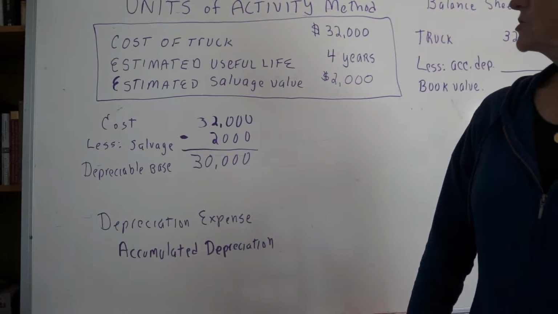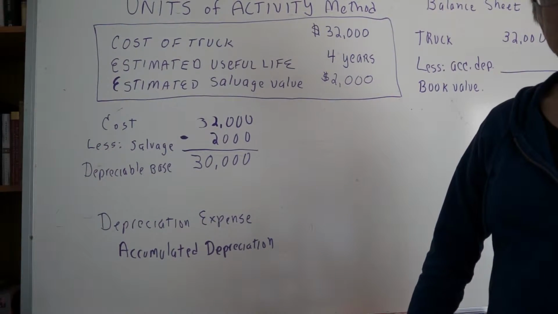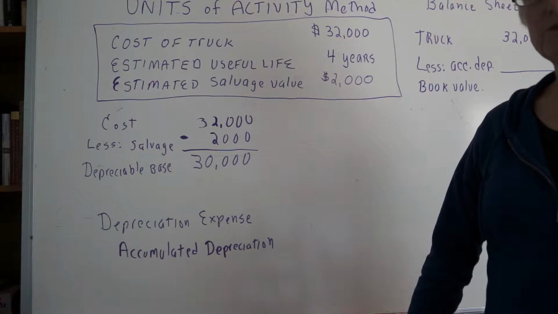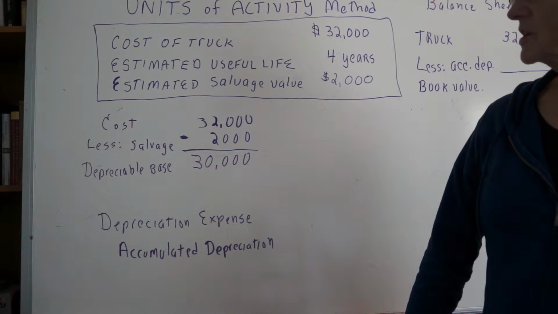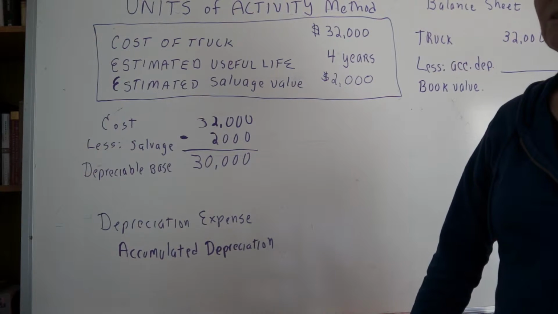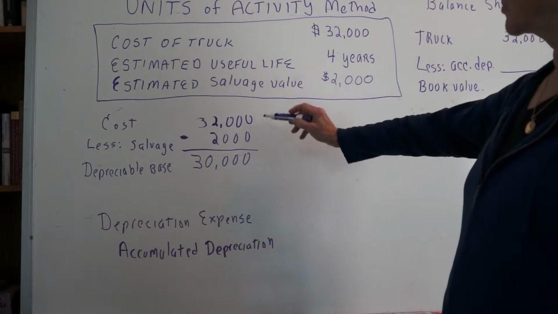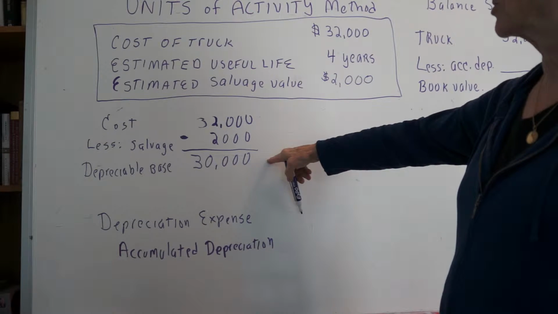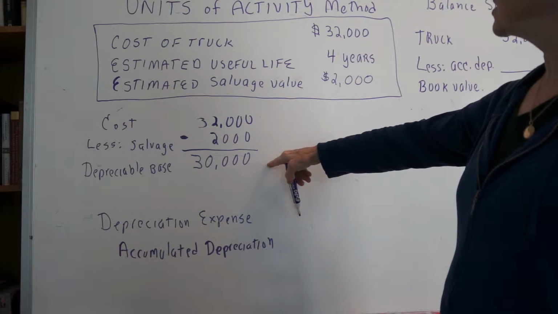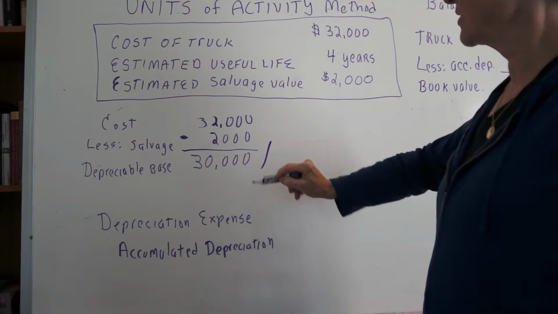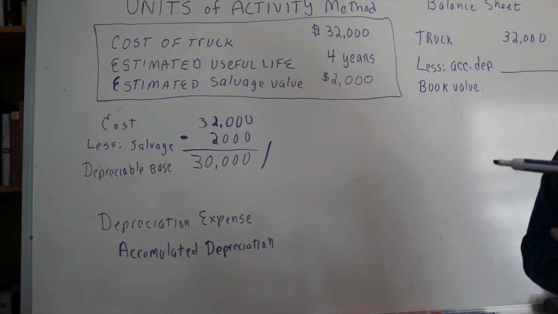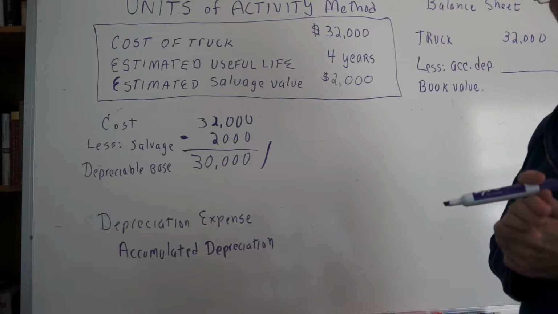So with the units of activity method, and remember we're just allocating the cost of this $32,000 truck over the years it's going to provide us with useful service. We start off just the same as with the straight line method. We start off with the cost of the truck, we deduct the salvage value, and we get the depreciable base of $30,000. The difference here is that now we're going to divide by the useful life, but with units of activity, the useful life is measured in miles.